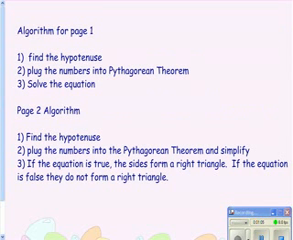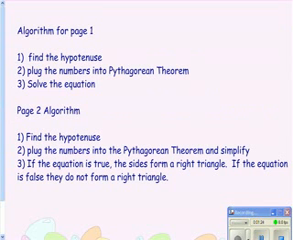We'll have two different algorithms to follow today because they're asking you to do two different things. The first page is asking you, when they give you the two sides, to find the missing side. So for the first page, you'll find the hypotenuse because you need to know which one is c, plug the numbers into the Pythagorean theorem, and solve the equation.